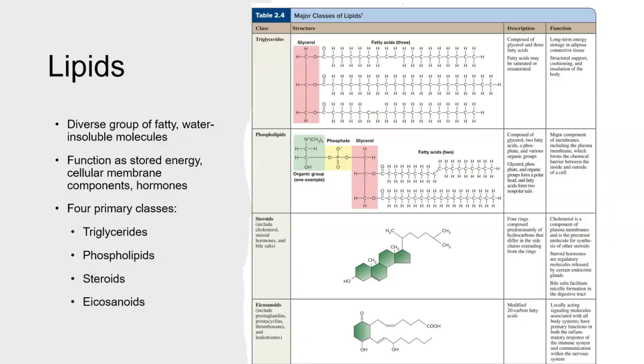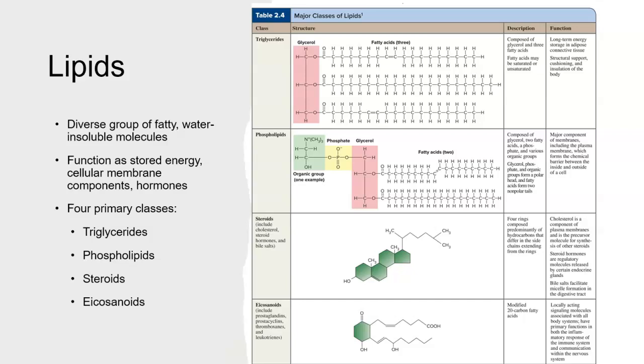Our first category of macromolecules are lipids. Lipids are a very diverse group of fatty, water insoluble, remember that means hydrophobic, molecules that function as energy storage. They help to make cell membranes and certain of our hormones. Triglycerides are the most common type of the lipids in living beings. We are animals, by the way.